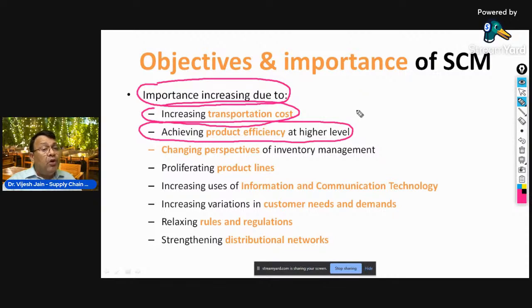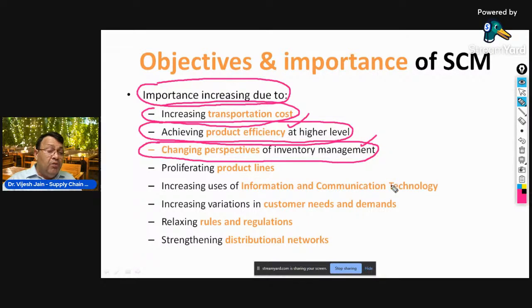So it is causing a lot of hardship for the customers in Russia, and product efficiency is not there for the goods produced in Russia. They cannot really meet all the demands, all the needs of the customers, and the overall changing perspective of the so-called inventory management.